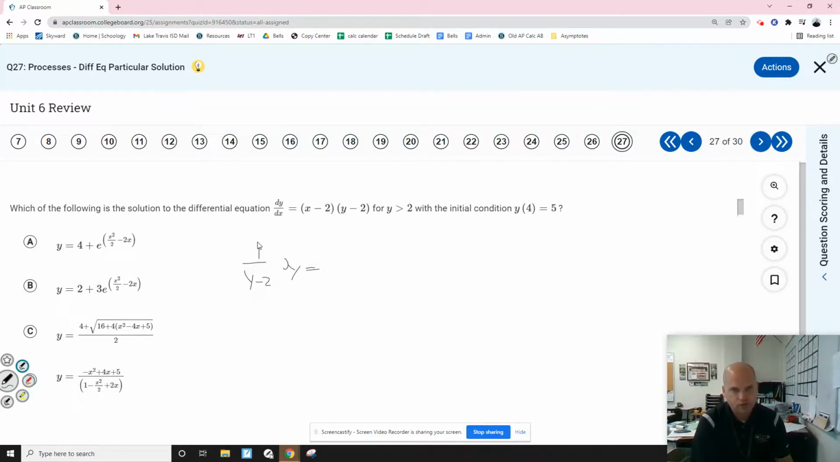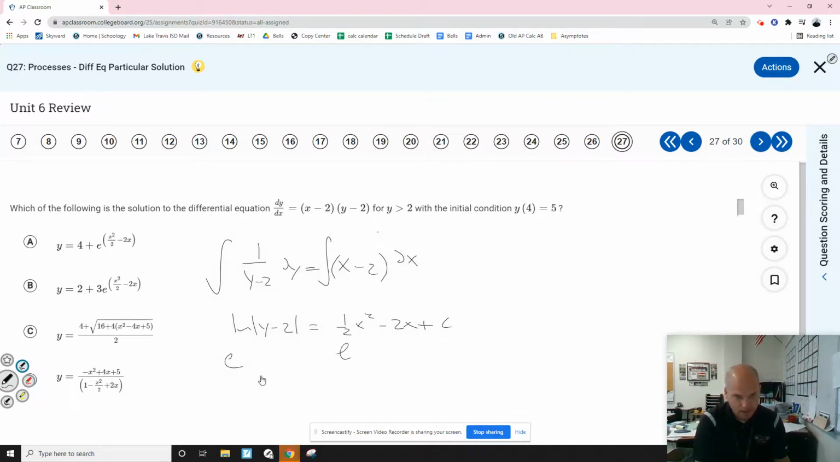Separate our variables. We get intimidated by that x minus 2 in parentheses. Don't be intimidated. Just take the antiderivative of the x and the antiderivative of 2. There's no exponent here that's going to make things difficult. So I get log absolute y minus 2 over here. I get 1 half x squared minus 2x plus c right there. Y of 4 equals 5. I'm not plugging that in yet.